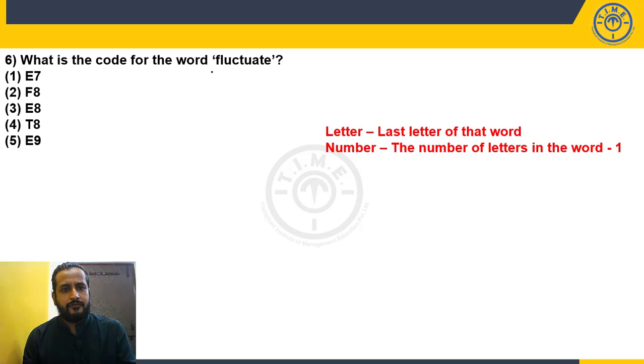What is the code for the word fluctuate? How many letters are there? 1, 2, 3, 4, 5, 6, 7, 8, 9. So what is the logic in the number? Number of letters in the word minus 1. So 8. What is the logic in the letter? Last letter of the word, E. So my answer will be E8. Choice 3.